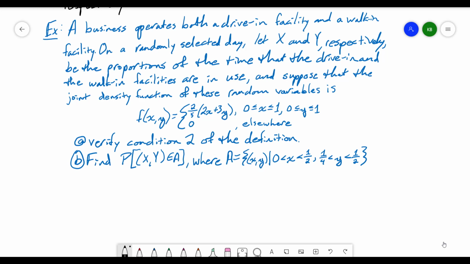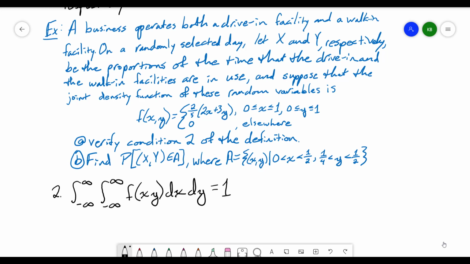So the first thing that we want to do is verify condition 2 of the definition. Now, condition 2 of the definition said the integral from negative infinity to infinity, the integral from negative infinity to infinity, f of xy dx dy equals 1. So we're looking to verify this. F of xy is going to be 0 everywhere outside of the window that's given, and the integral of 0 is 0, so we don't need to worry about that part. So to verify this, we really need to look at the window given.